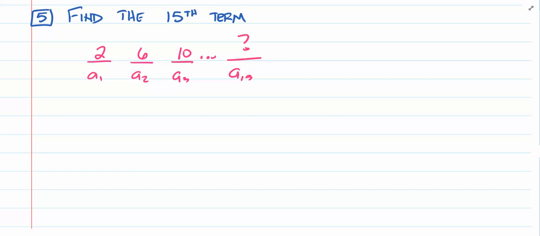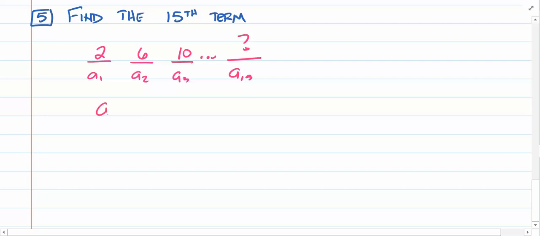Here is a sequence. Does it look arithmetic to you? It sure does. What's the common difference, you guys? 4. The common difference is 4. I would like you to use the fast forward formula to find the 15th term without actually having to go up to 15. Tell me what the 15th term is going to be. 58. Yes, you got 58.